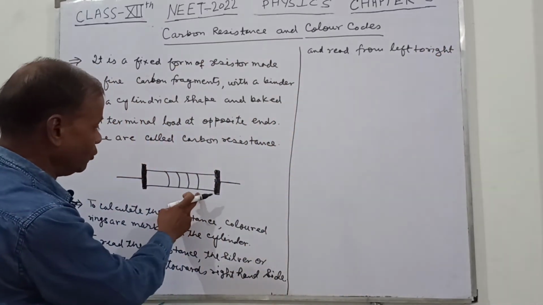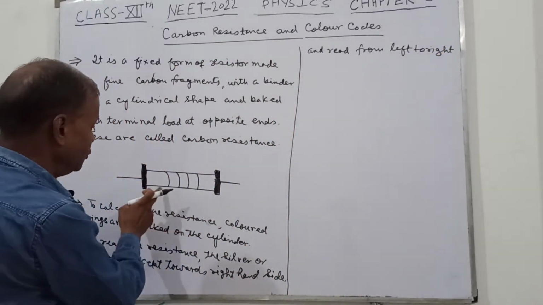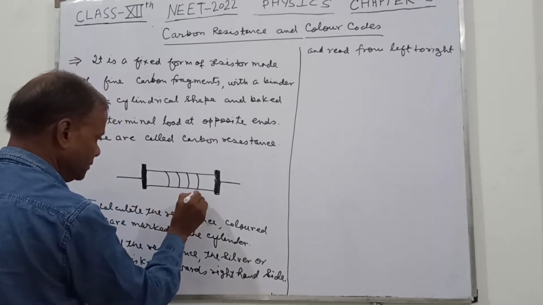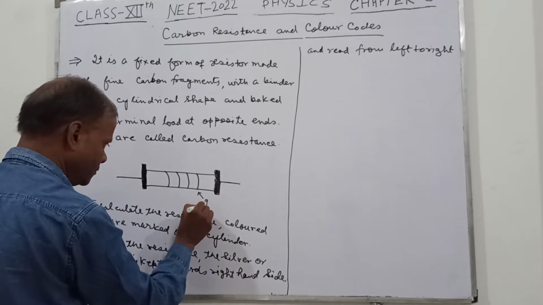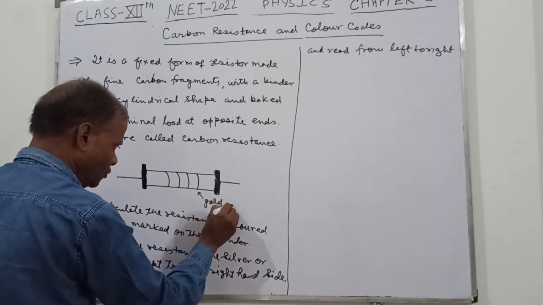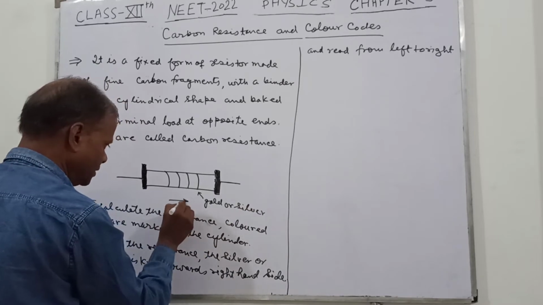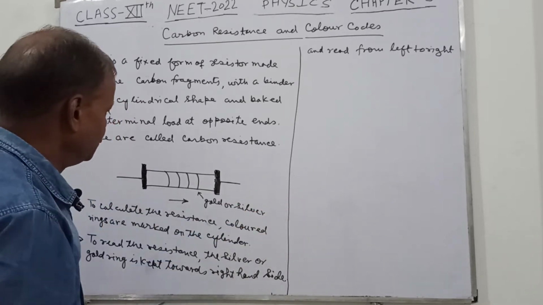Suppose this is gold or silver, then we have to read like this one. If this ring is not gold or silver, then you have to read like this one. So this is how to read.